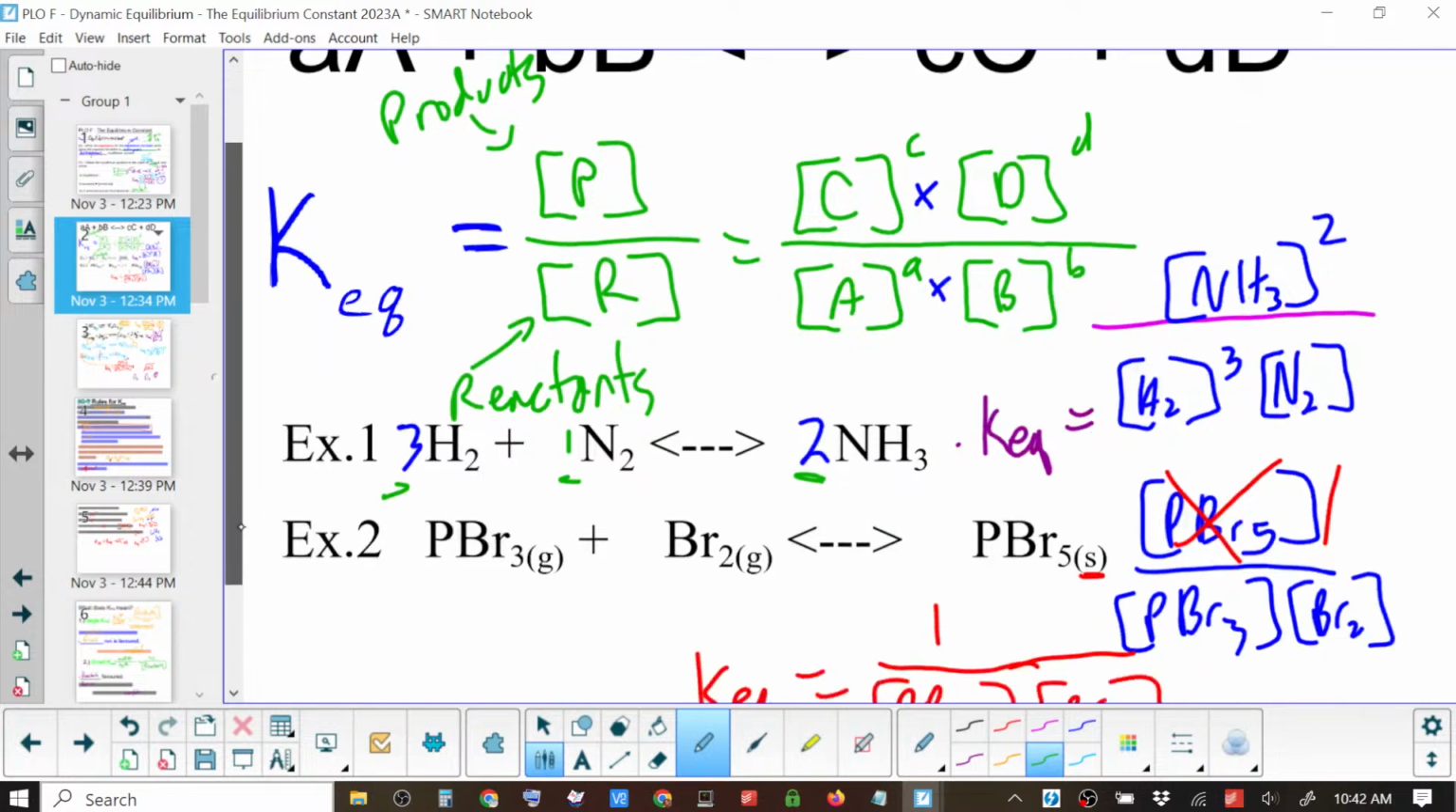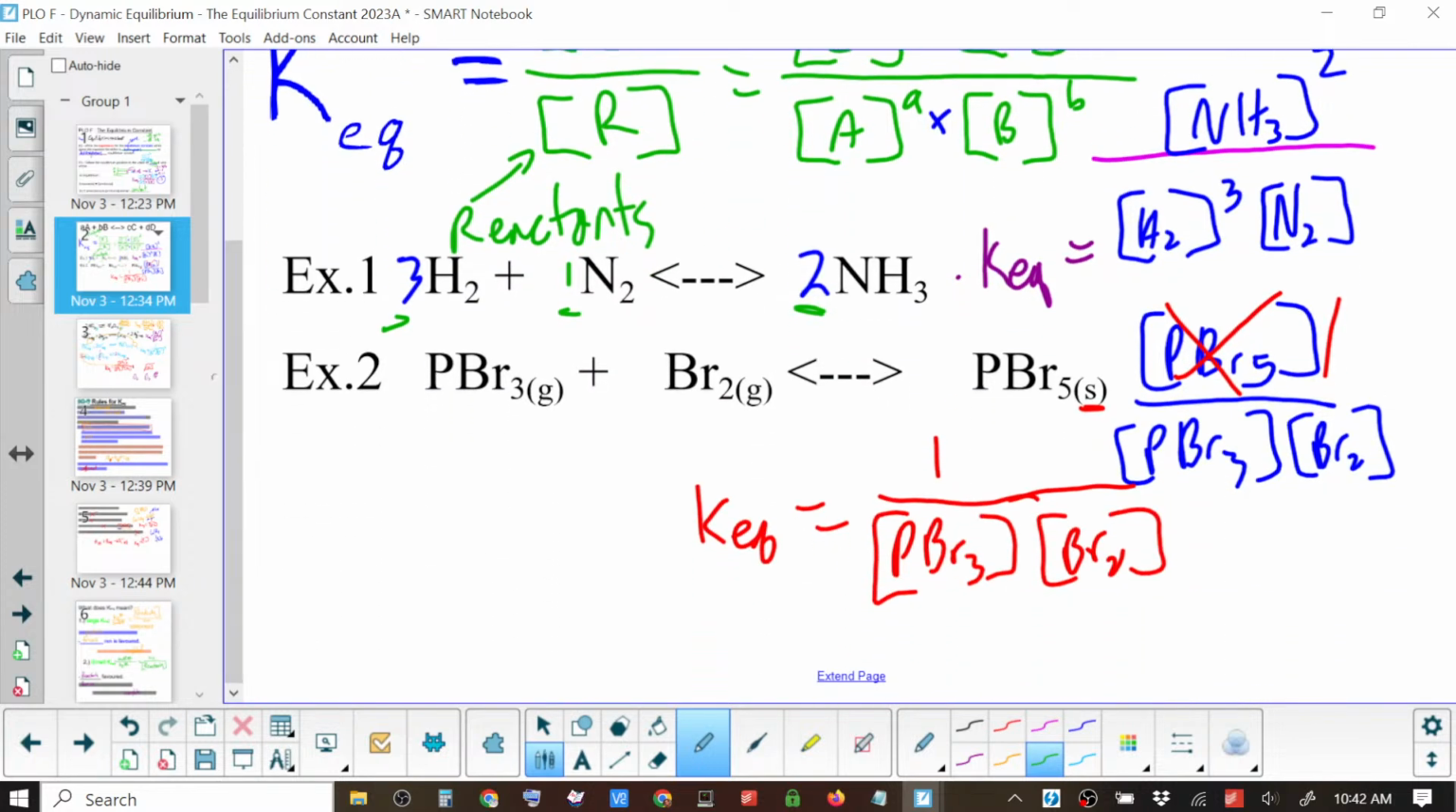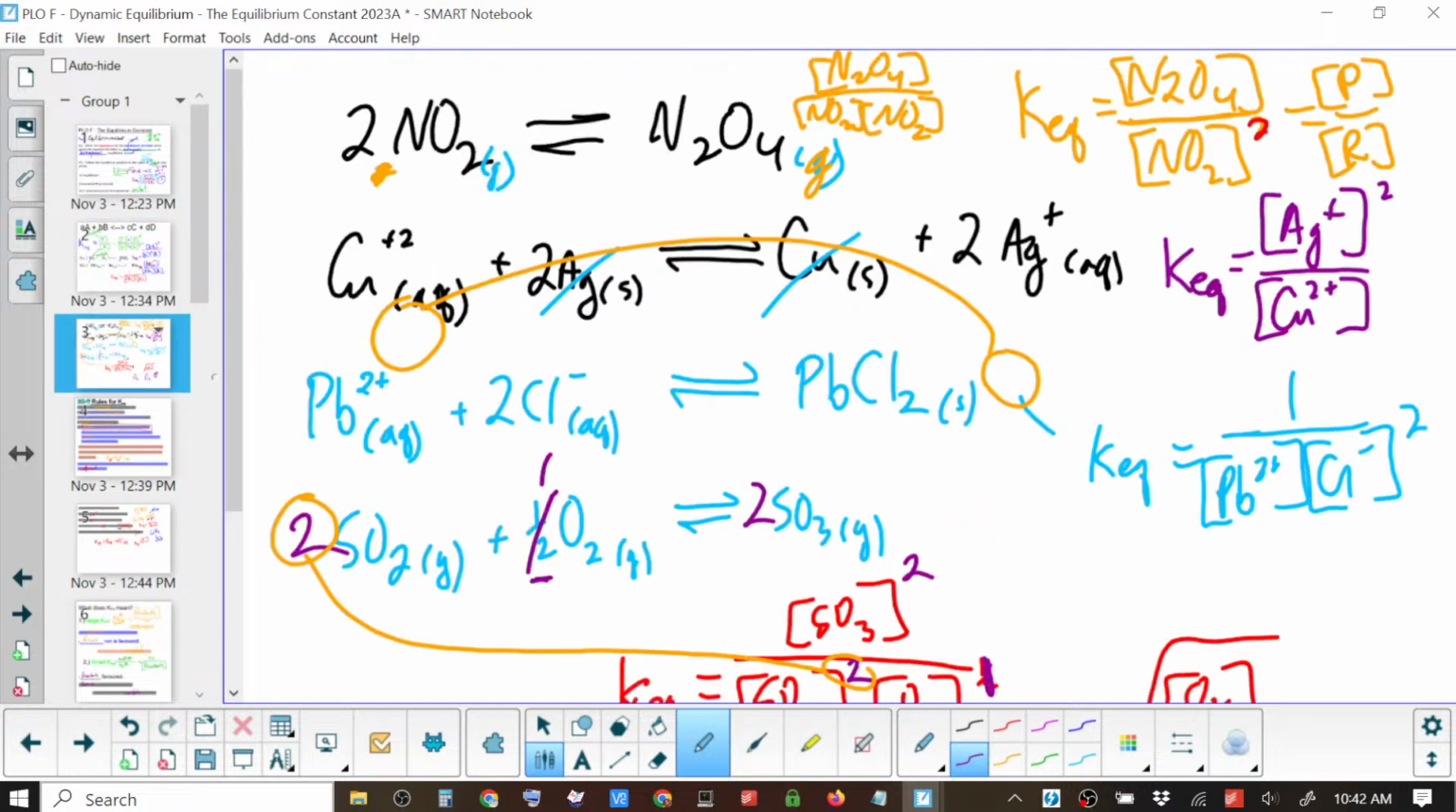And then we just practiced a few times making these equations. The little snafu there is that you remove the solids. It turns out pure solids don't change concentration. Liquids also don't change concentration. Are there any liquids in this one? No. But you would also remove any liquid. So we remove the solid, so there's no solid, there's no product, there's just one over, and it's all gases.